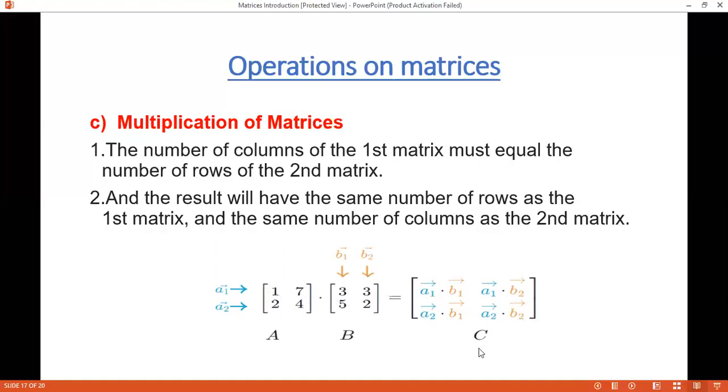This is the A, B, and this is the C matrix. A matrix is of order 2 cross 2, B matrix 2 cross 2. Then the C matrix, after multiplication, also has the order 2 cross 2.